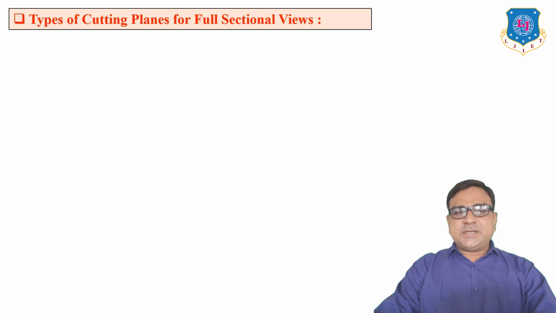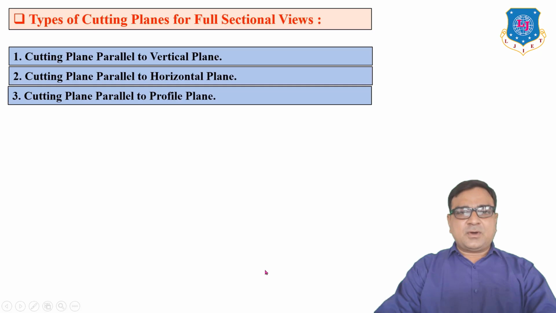Now to cut the object, we are using different types of cutting planes for full sectional views. Actually, we are using only full sectional views. We are not interested in half section, revolved section, removed section in this particular chapter. So we are focusing on only the full sectional views. To obtain the full sectional views, we are using different types of cutting plane, like a cutting plane parallel to the vertical plane, cutting plane parallel to the horizontal plane, cutting plane parallel to the profile plane.